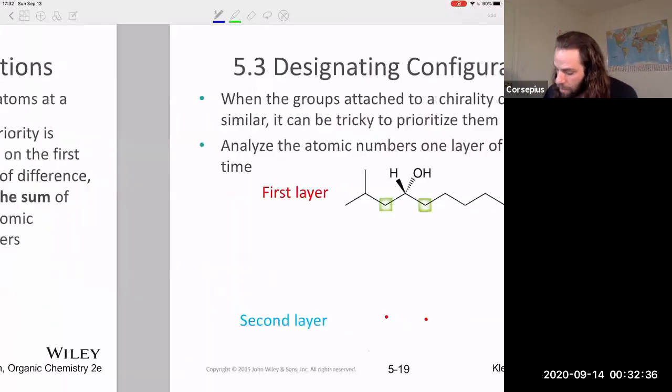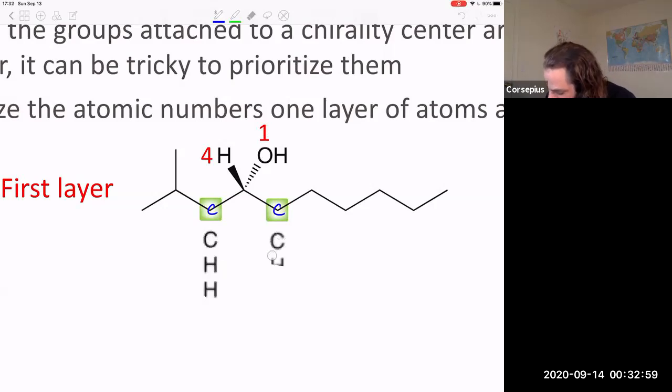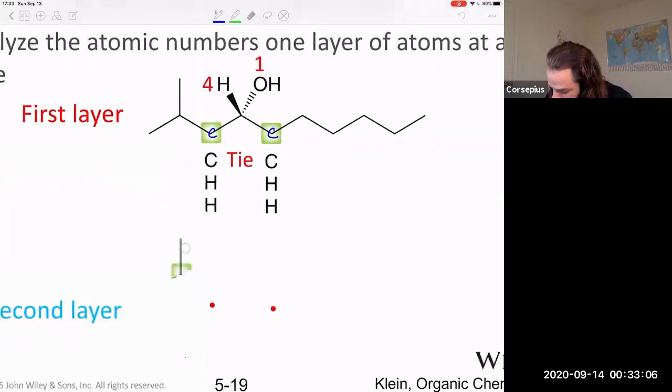Okay, so now what if you have a tie in that respect as well? Let's look at this example here. This oxygen is again going to be priority 1 because it's got the highest atomic number. This hydrogen is going to be priority 4 because it's got the lowest atomic number. But here we have a tie. These are both carbons, and not only that, they're both CH2s. They're both bound to 1 other carbon and 2 other hydrogens. So again, we just have a tie. So what do you do? You're going to go to the next atom, move 1 down the line here.